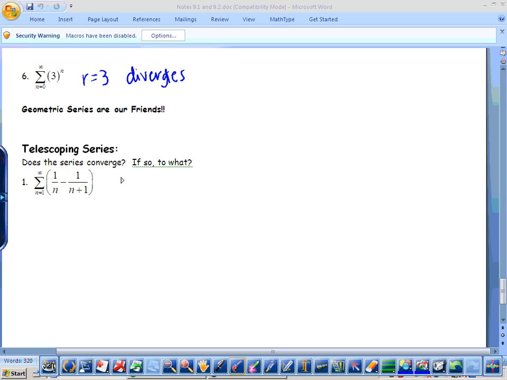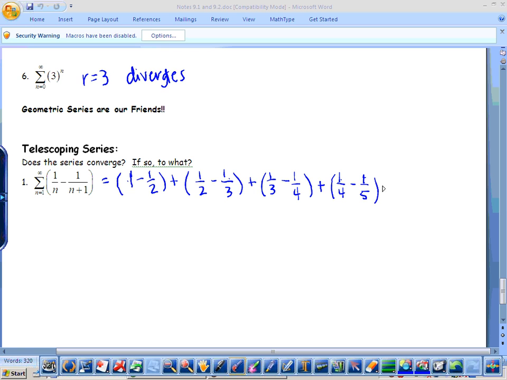Okay, the last type of series that we're going to talk about today is a telescoping series. And this is just kind of an interesting series. The question says, does this series converge, and if so, to what? I'm just going to start writing out some of the terms of this series. So I would start with n equals 1, because that's what's down here on the bottom of my summation. So if I plug in a 1 for n, what would I get? 1 minus 1/2. Good. All right, and if I plug in a 2 for n, then I'm going to get 1/2 minus 1/3. And a 3 for n, 1/3 minus 1/4. Hopefully you're beginning to see a pattern. Dot, dot, dot, till I get to 1 over n minus 1 over n plus 1.